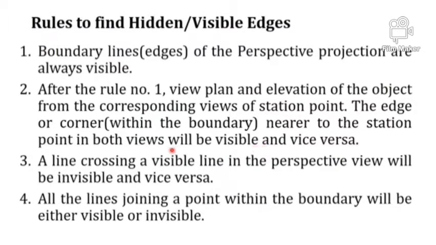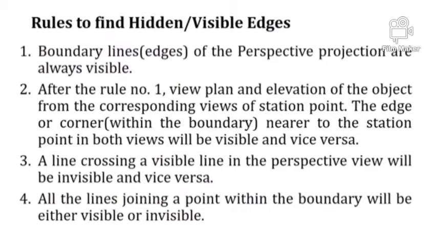Okay. The next tip is: a line crossing a visible line in the perspective view will be invisible and vice versa. In other words, a line crossing an invisible line in the perspective view will be a visible line.